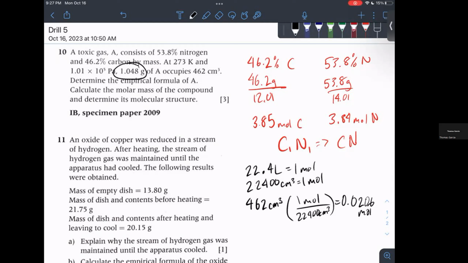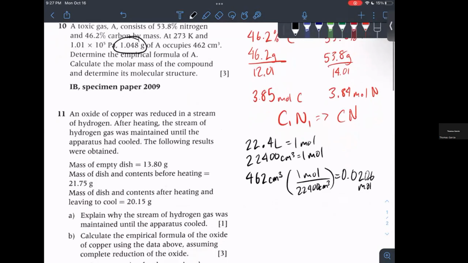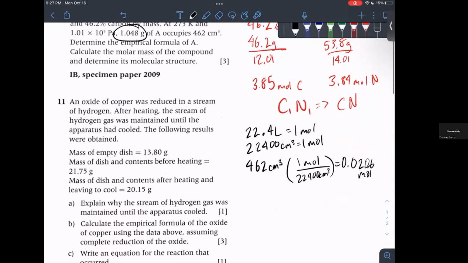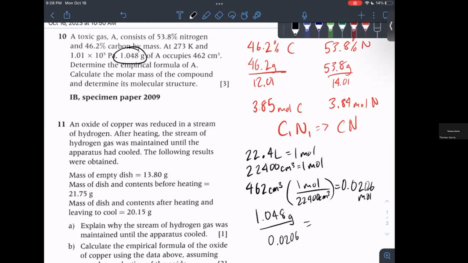And if we have 0.0206 moles and 1.048 grams, we can actually find the molar mass. We can find out how many grams per mole. And honestly, we can do that just by taking our grams, 1.048 grams, divided by our mole, 0.0206, and we will get an answer of about 51 grams per mole.